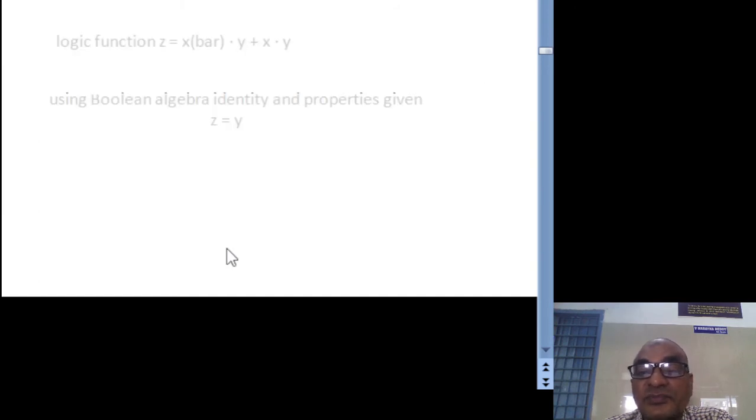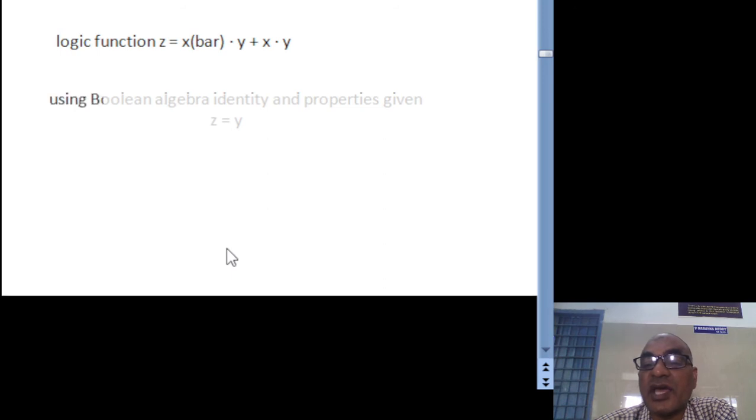So this whole diagram, whatever 6-gate diagram is there, can be realized using only one gate, the AND gate. Similarly, suppose the given function is x bar y plus xy. Using Boolean algebra, we can simplify the given function as z equal to just y.